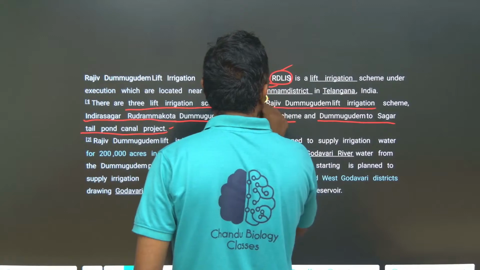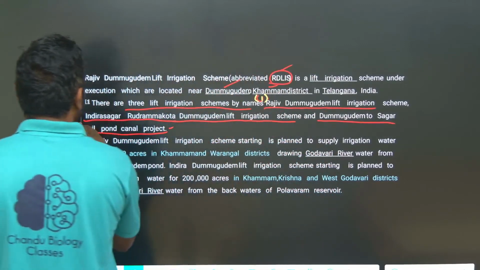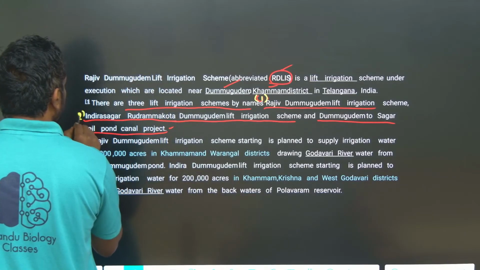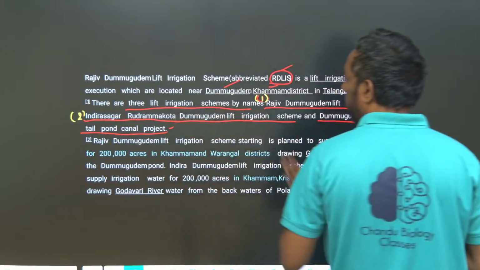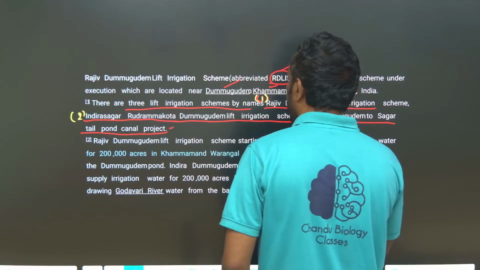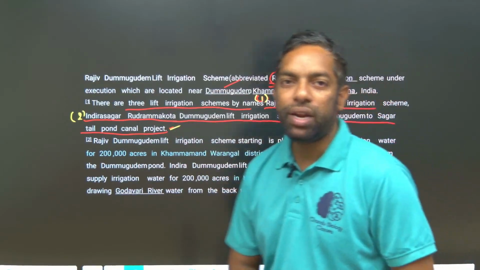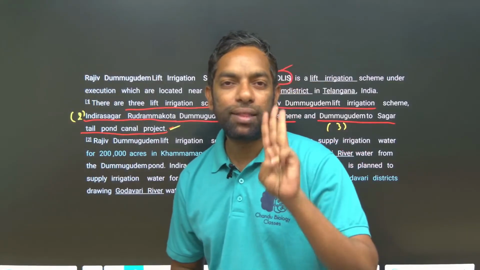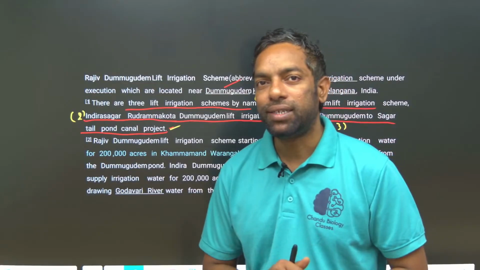This is one: Rajiv Dummagudem lift irrigation scheme. Indira Sagar is second: Indira Sagar Rudram Kota Dummagudem lift irrigation scheme and Dummagudem Sagar lift irrigation project. Dummagudem Sagar Tail lift irrigation project. These three projects are based on the Dummagudem lift irrigation scheme.